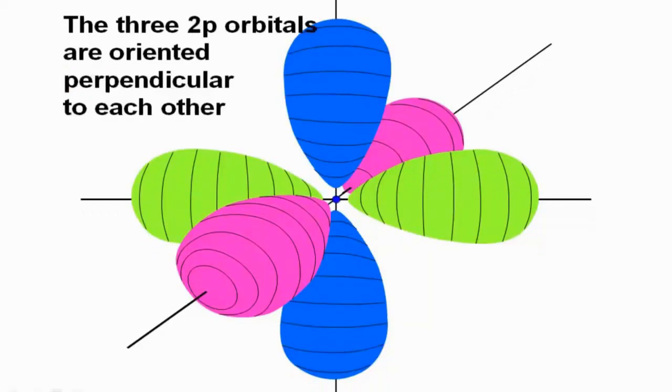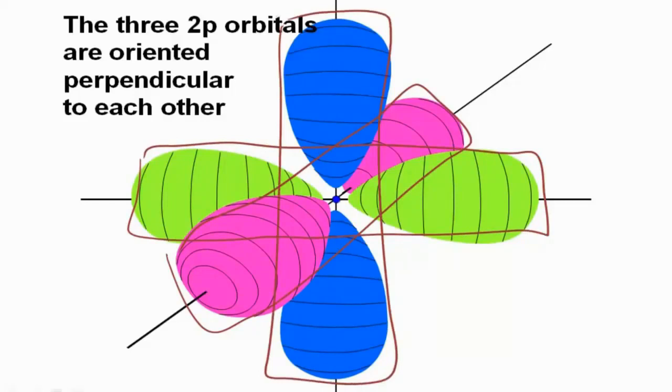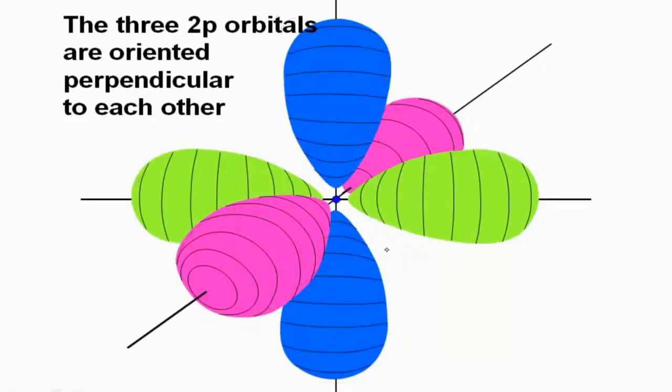They're all oriented perpendicular to each other. So we have the sort of pinkish red on the y-axis. That's one orbital. Here's a second orbital along the x-axis, sort of a greenish yellow, I guess. And then the third 2p orbital along the z-axis. Now, each orbital, as you can see, consists of 2 lobes. So both lobes together constitute just one orbital and can only hold a maximum of 2 electrons.